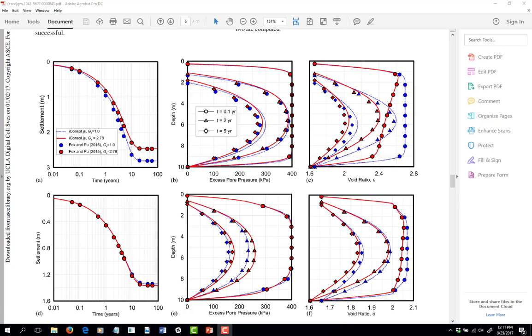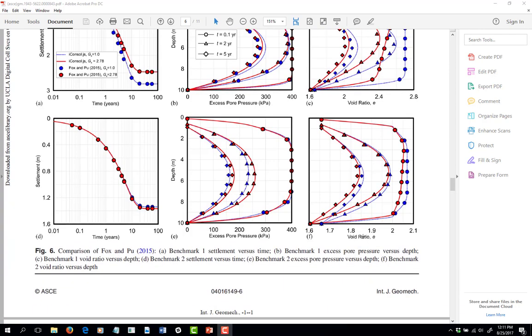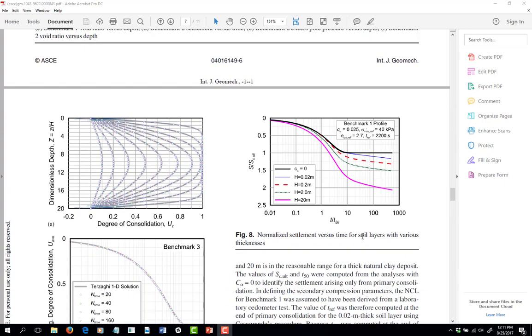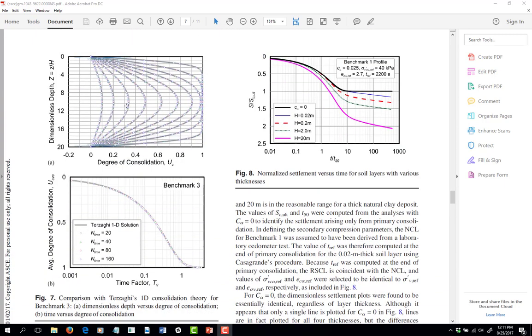Now you'll notice that the isochrones here, this is void ratio, this is excess pore pressure, are often not perfectly symmetric, and that's an outcome of nonlinear consolidation theory. Okay, I also looked at whether this agrees well with Terzaghi's one-dimensional consolidation solution.